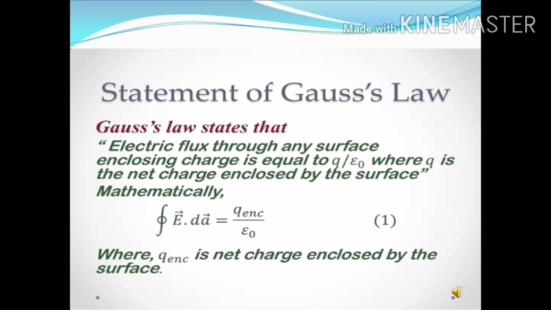Now students, we will state and explain Gauss's law. Gauss's law states that the electric flux through any surface enclosing charge is equal to Q upon epsilon naught, where Q is the net charge enclosed by the surface. Mathematically, it can be represented as the surface integral of E dot dS equals Q enclosed upon epsilon naught, where Q enclosed is the net charge enclosed by the surface, and epsilon naught is the absolute permittivity of free space. If the surface is not enclosing any charge, then the electric flux will be zero.